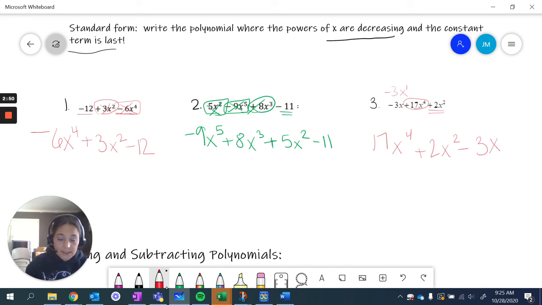The degree is 4 because that is the highest exponent. And the leading coefficient is 17. And there are 3 terms.